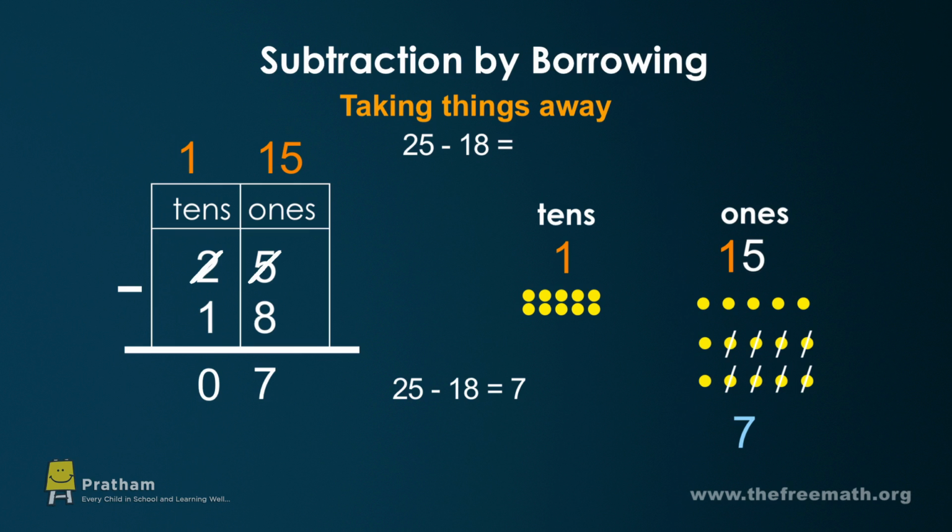This is how you do subtraction by borrowing. What did you borrow? You borrowed dots from the tens column to make the digit in the ones column bigger. In this case you wanted to make 5 bigger, so you borrowed some dots from the next column. Let's take one more example.